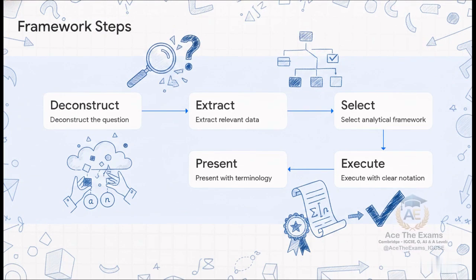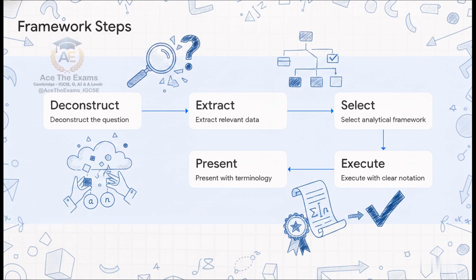Okay, this is where we get into the really actionable stuff, the method mark strategy. Having a reliable step-by-step process is basically your safety net. It practically guarantees you pick up marks, even if you make a tiny, silly arithmetic error somewhere along the way. Here is the exact workflow you need to drill into your brain. Step 1, deconstruct the question. What is the command word actually asking? Step 2, extract your relevant data. Get your first term, your a, and your common ratio, your r, out of the text and onto the page.